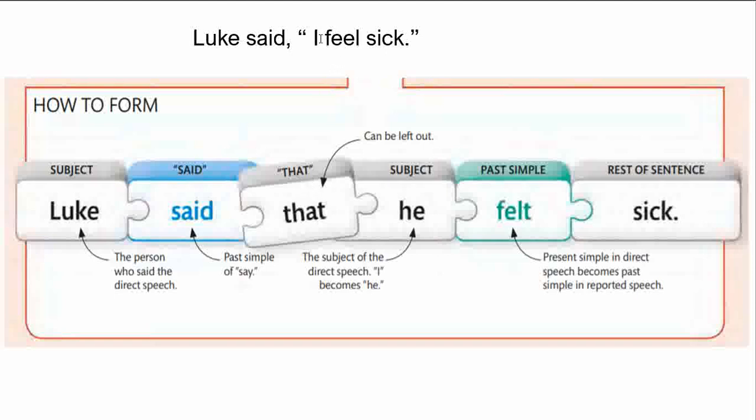Then we have I, or the pronoun. Now because you are not Luke, you are reporting Luke's expression, you need to replace this I with he. The subject of the direct speech, I, becomes he. This was simple present tense, it becomes simple past tense, and the word sick remains as such. And that is how the reported speech is. Luke said that he felt sick. I hope that changing from direct speech to indirect speech or reported speech is understood. Let us proceed.